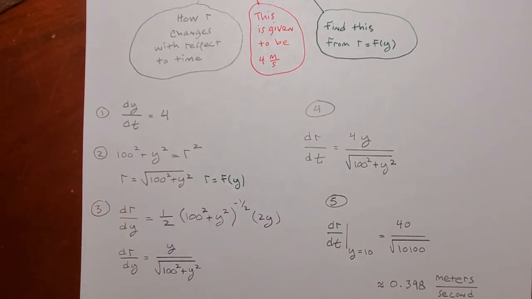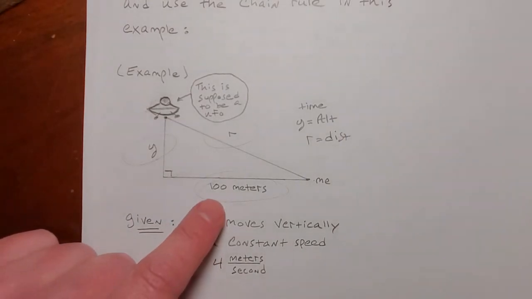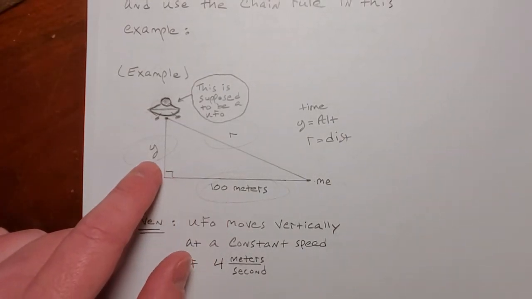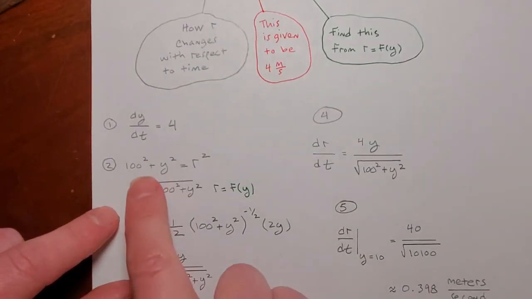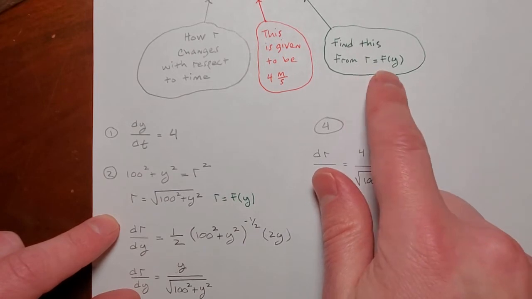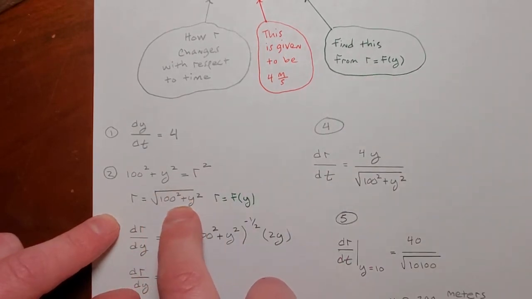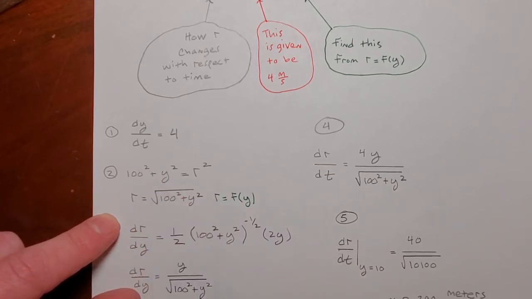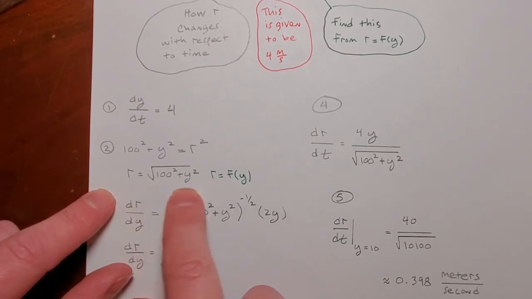How's that? Well, because it's a right triangle. This side squared plus this one squared equals this one squared. So we get 100 squared plus y squared equals r squared. If you need r to be a function of y, you can solve this fairly easily for r, and you get r as a function of y as the square root of 100 squared plus y squared. Then we find the derivative of this.